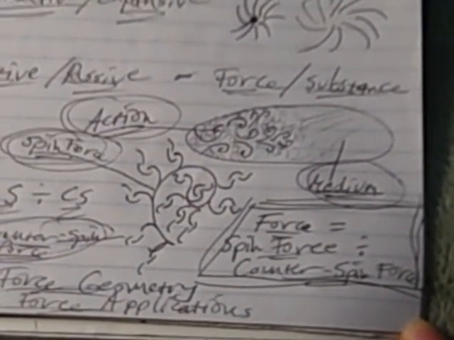This is a similar drawing as I've done in a previous video. You have your primary spin force here, and then you have these counterspin forces branching off outward from the primary spin force. And they're actually dividing, dispersing, or absorbing that spin force. So force is equivalent to a spin force being divided by all of these counterspin forces that are dividing, dispersing, or absorbing that spin force.